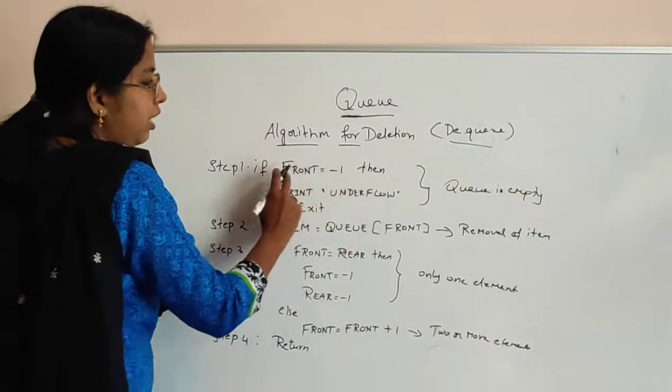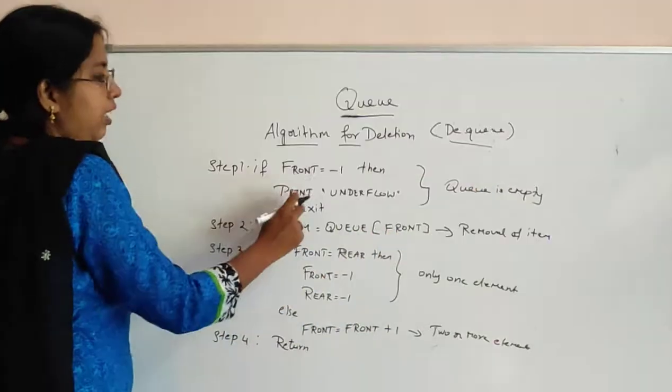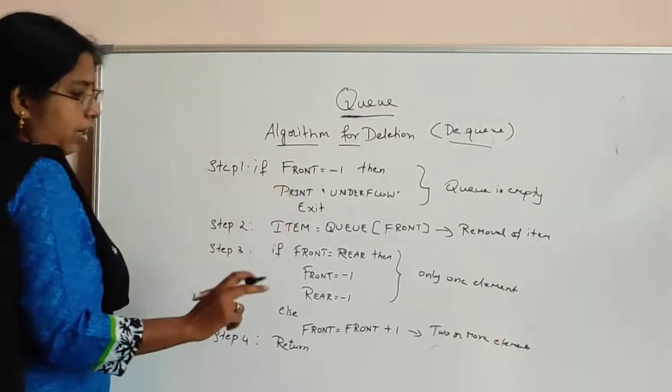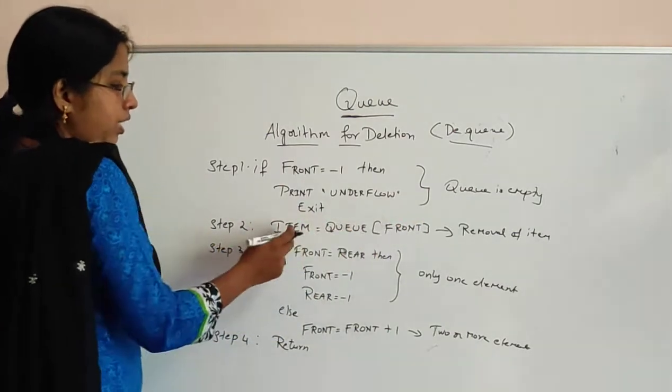Okay, first condition: front is equal to -1, print underflow, which means the queue is empty. There is nothing in the queue. Then we write exit, it will come out. The second one, removal of the item. For removal of the item, we are using this statement.